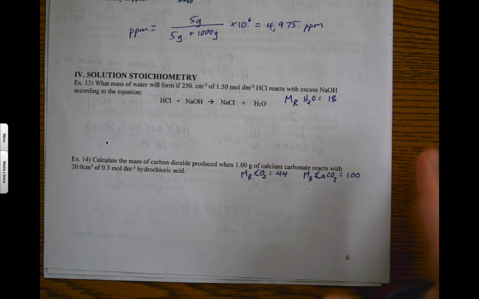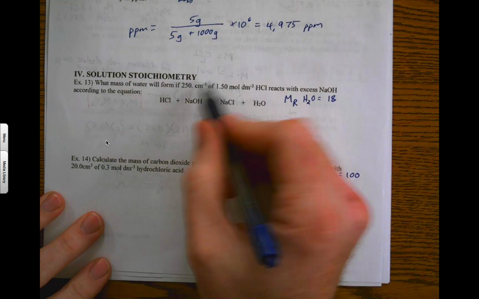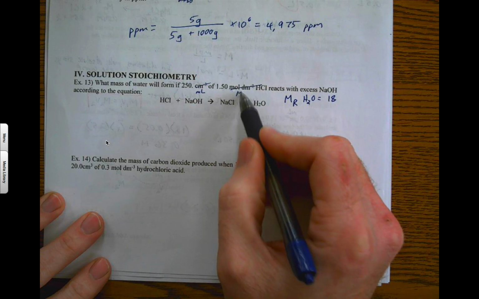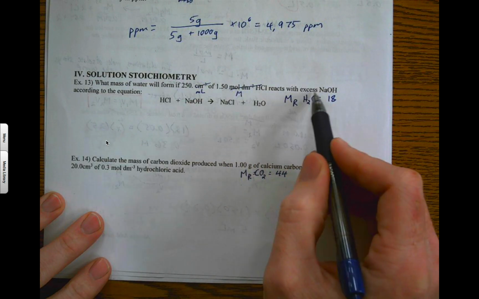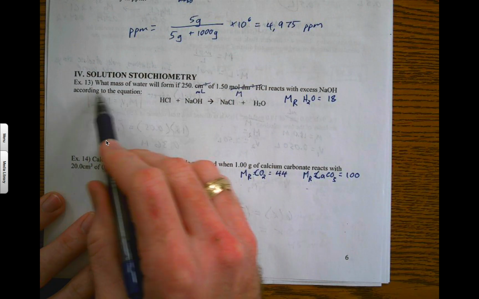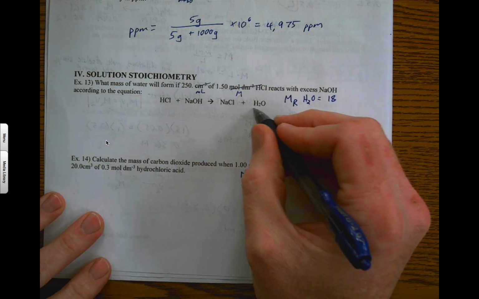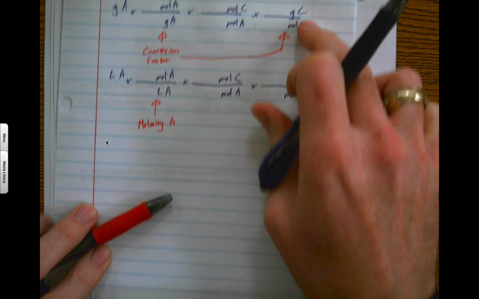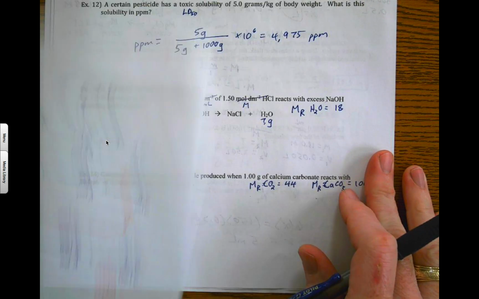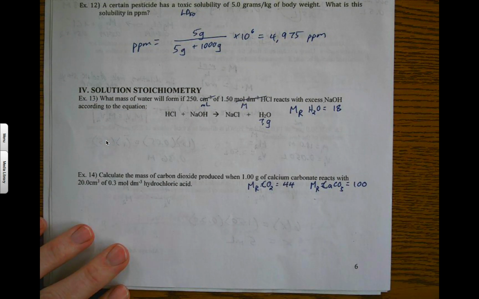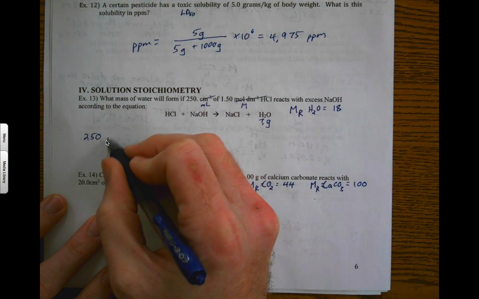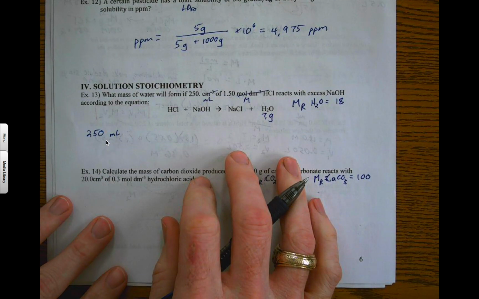What mass of water will form if 250 milliliters of a 1.5 molar HCl reacts with excess NaOH according to the equation? So we want to know the mass of water, so we won't actually use molarity on that last step. We will use grams instead. Just stick with me. We start with our volume first. Always try to start with that volume first. It's real helpful. So 250 milliliters.